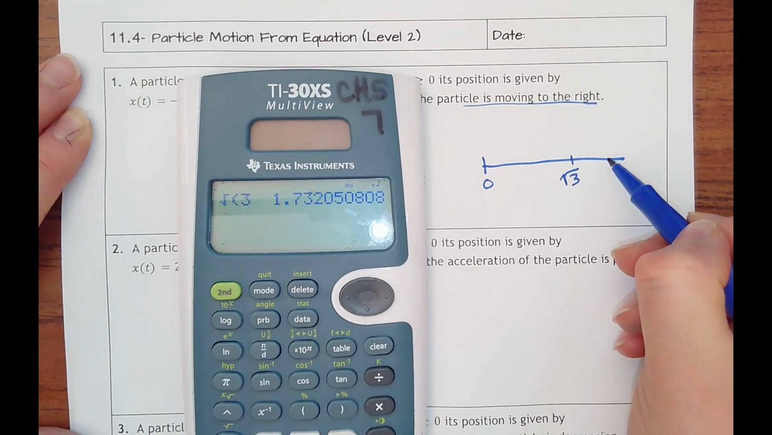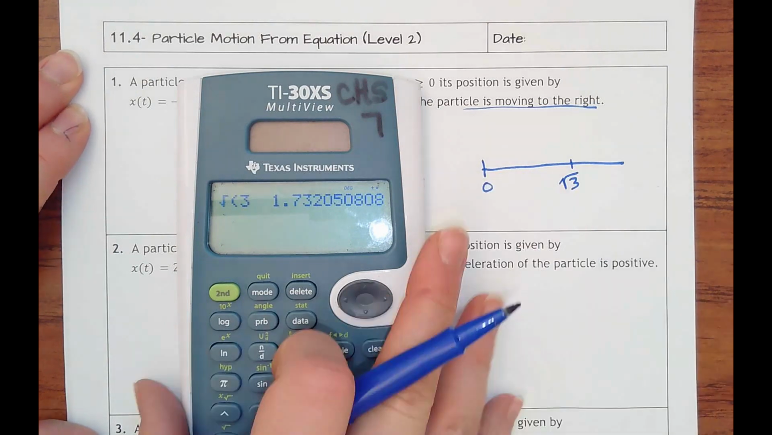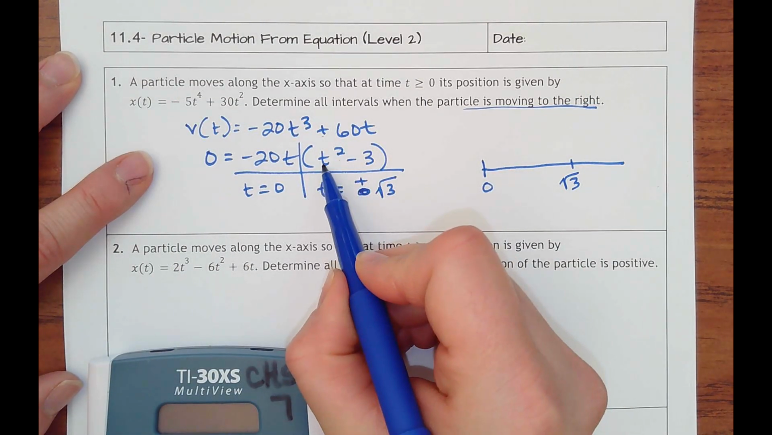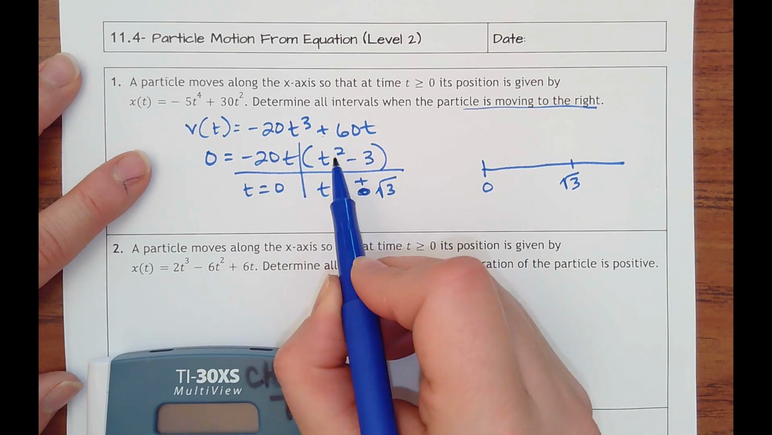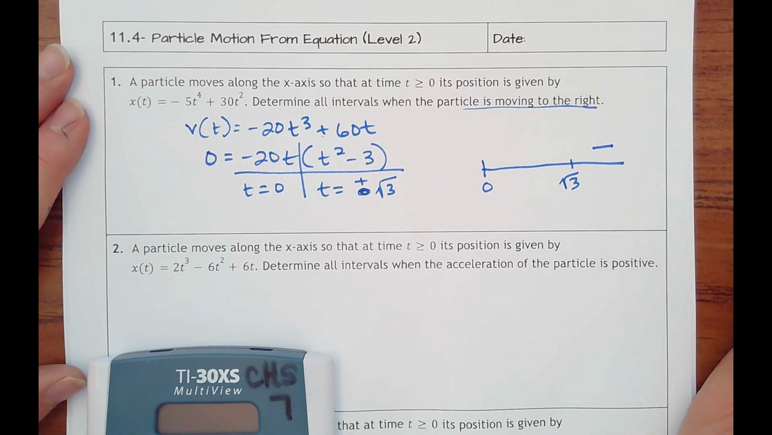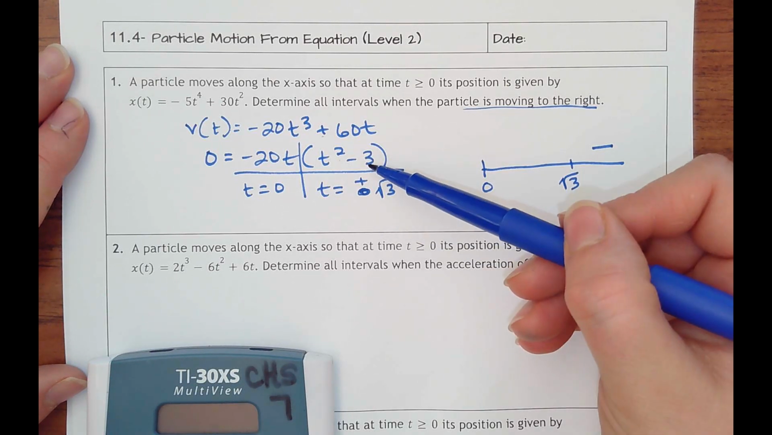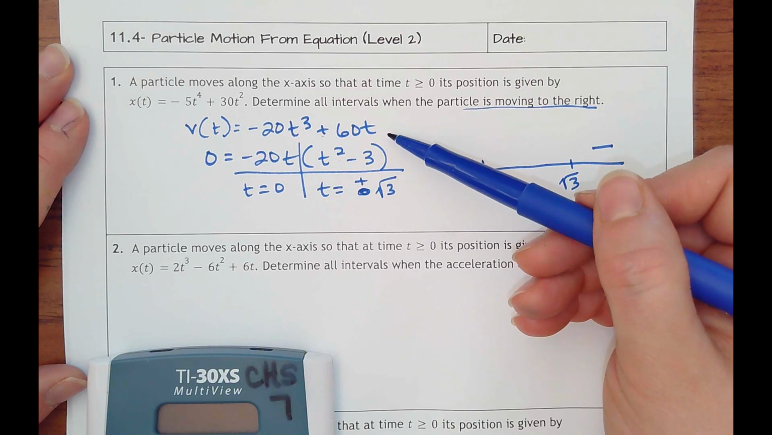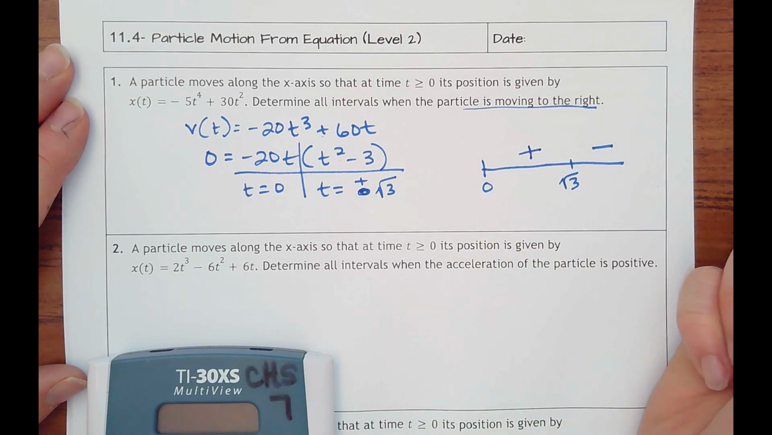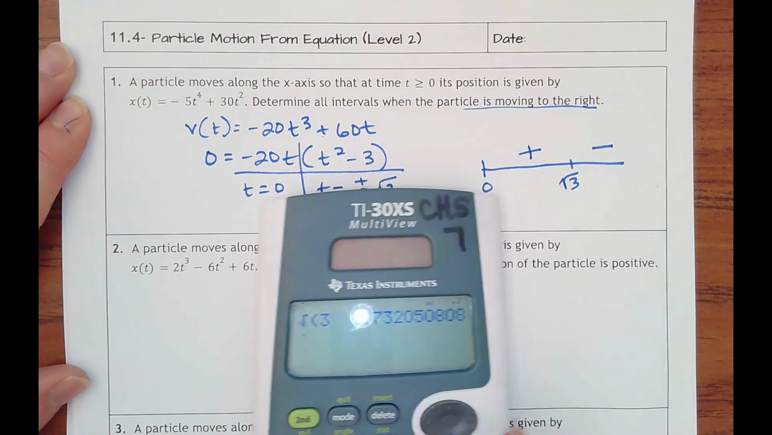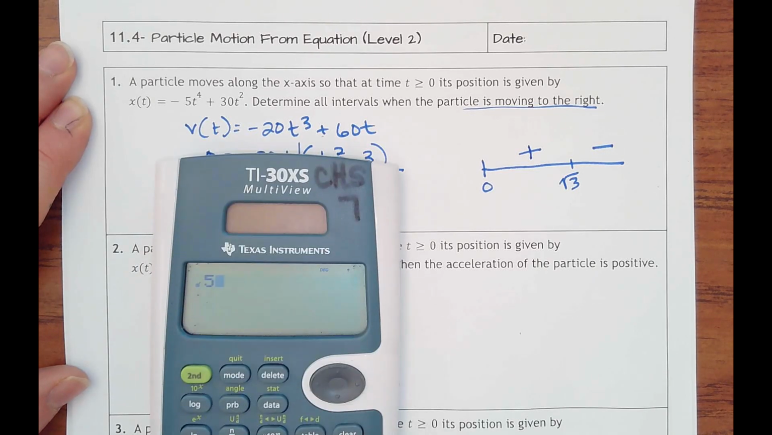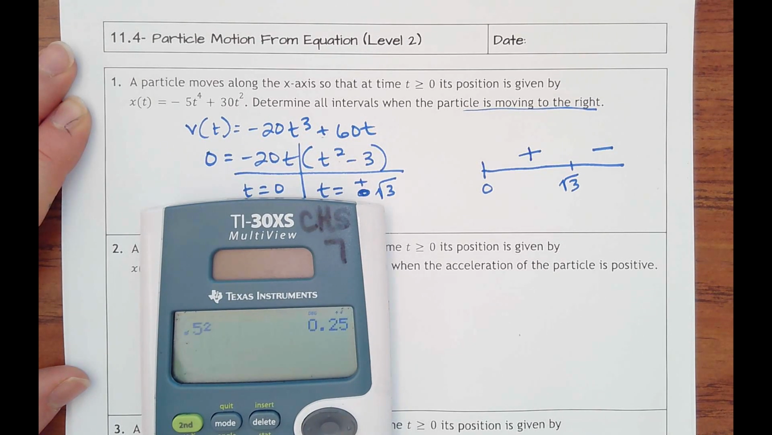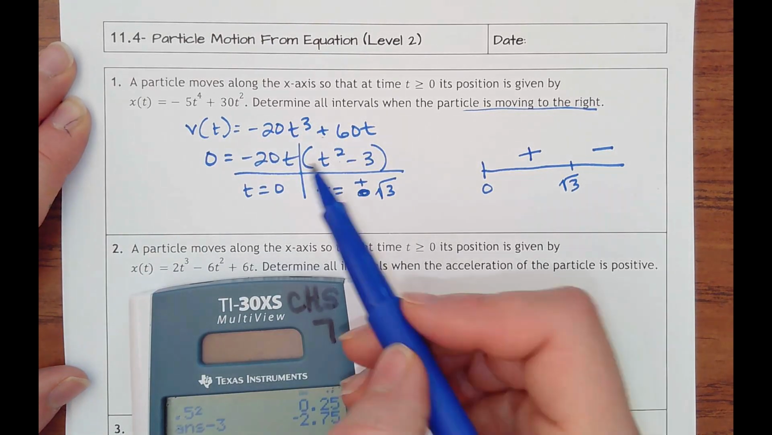So I would want to pick a value bigger than that, and that would be about 2, I would plug in for my velocity. 2 squared is 4 minus 3 is positive, but negative 20 times 4 is a negative. Negative times a positive would make this a negative velocity. And then at square root of 3, I would look here. This is an odd function, so it should change signs. If you weren't sure, you could pick like a 0.5. 0.5 squared is 0.25 minus 3. That's going to be a negative, and then that's definitely going to be a negative.